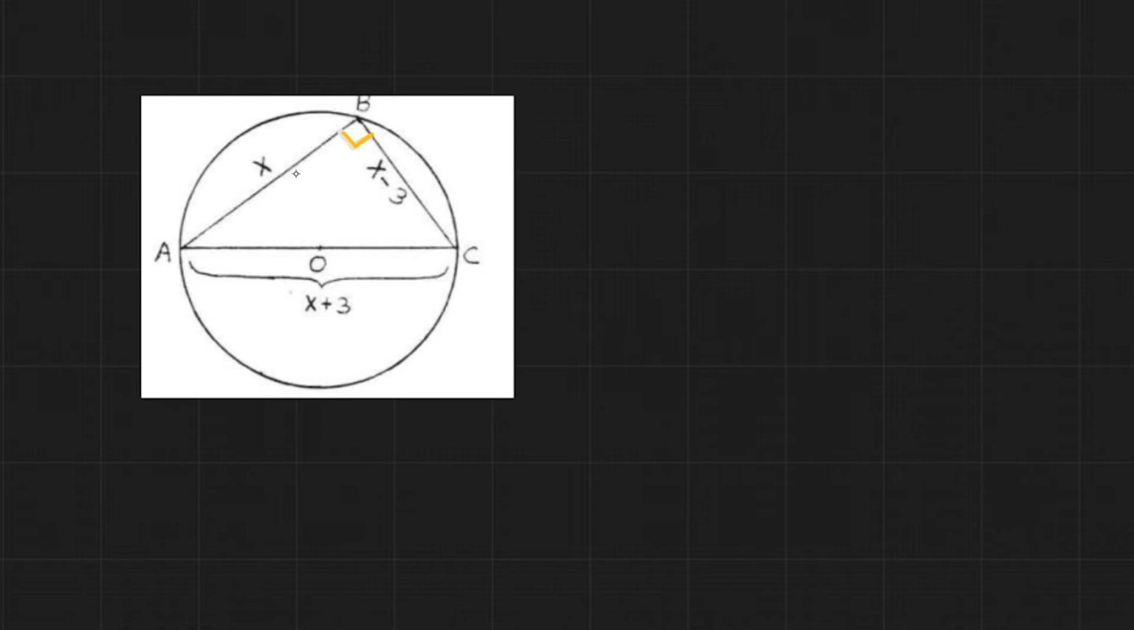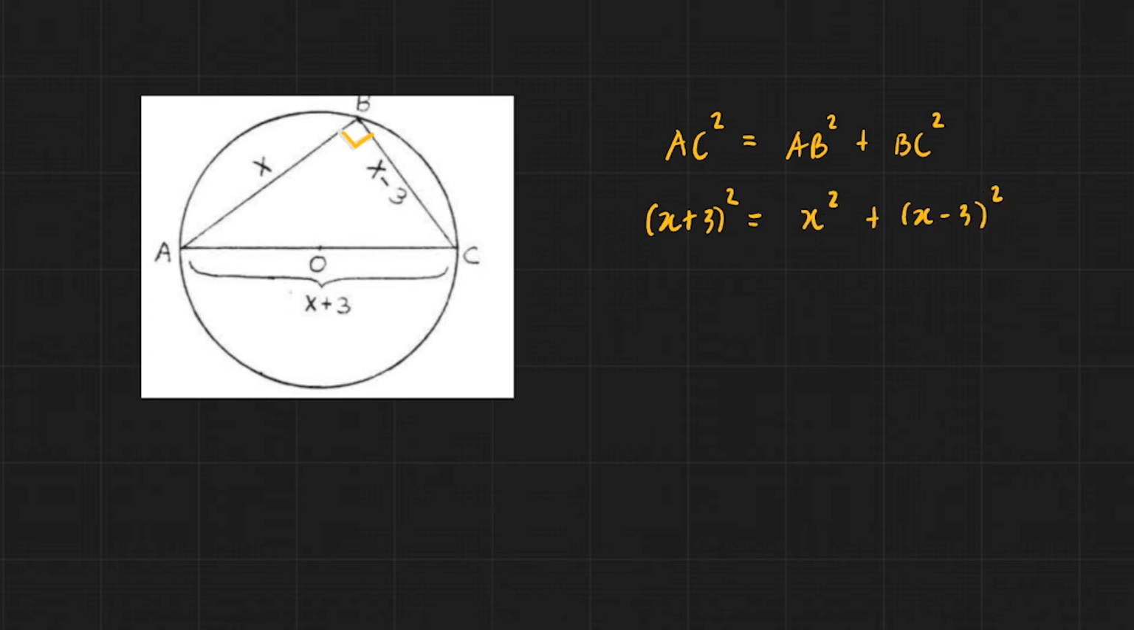Again, this angle over here, angle ABC or angle B, intercepts semicircle AC, which measures 180 degrees. Inscribed angle siya. By theorem number 2, that's a right angle. So therefore, I can look for the value of x using the Pythagorean theorem. Now, by the Pythagorean theorem, we know that AC squared, which is the hypotenuse, is equivalent to AB squared plus BC squared. And AC measures x plus 3 units, squared, AB is x, and BC is x minus 3. And all you have to do is to simplify this.